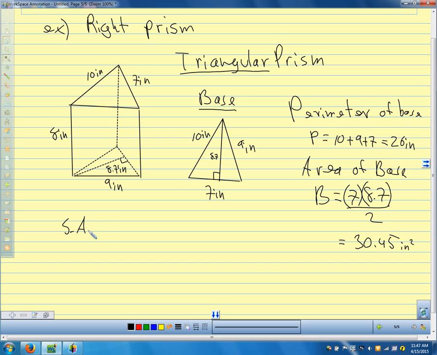So the surface area equals the height. What's the height of the prism? 8 inches, the segment that goes between the bases. 8 times the perimeter of the base, 26. That gives me the area of all these rectangles that make up the sides. Plus 2 times the area of the base, because I have two triangles that are adding up in the surface area. So when I multiply this out and add them up, I get 268.9 square inches.